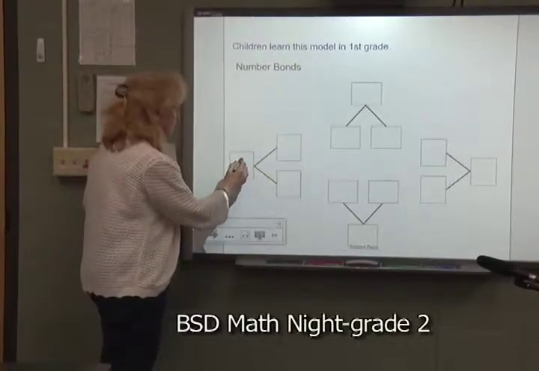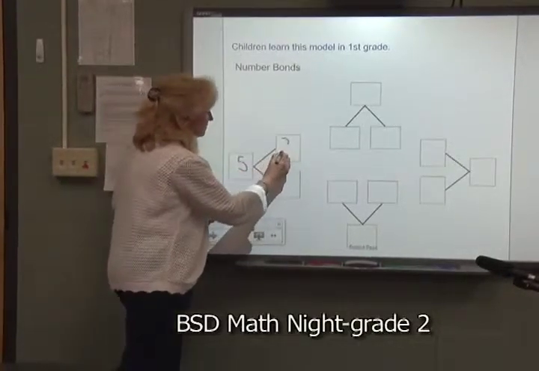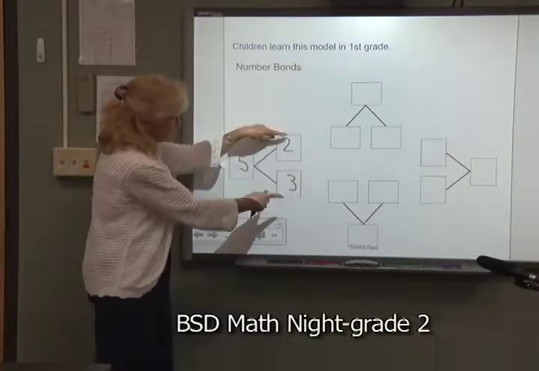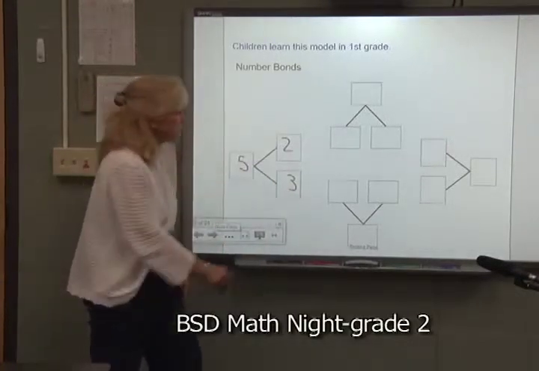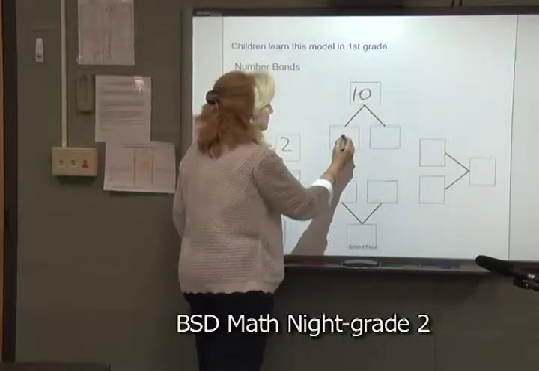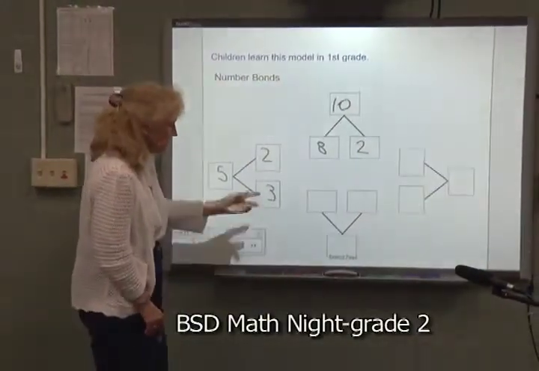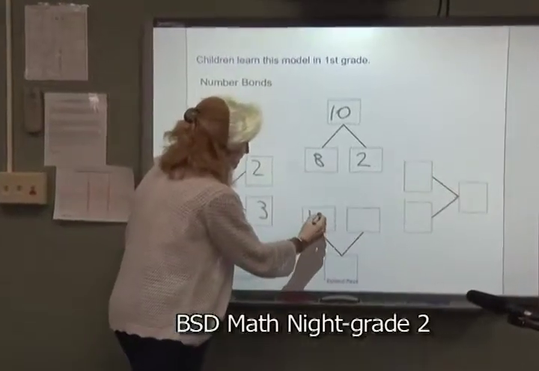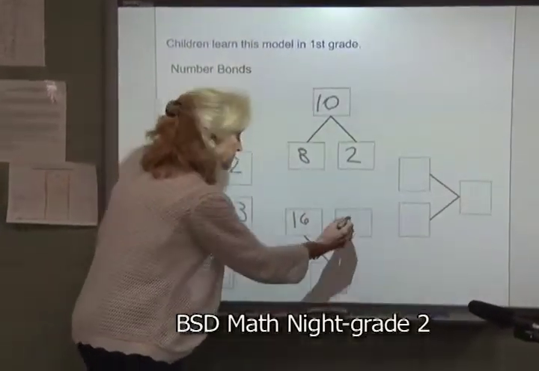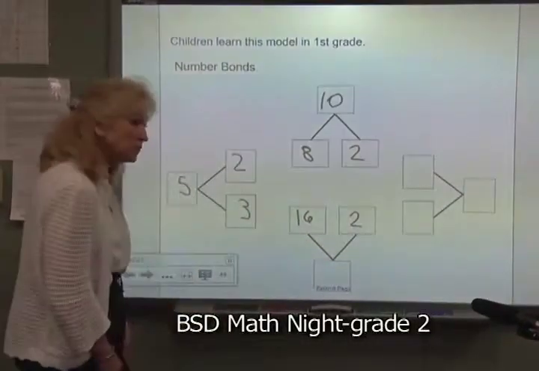You might see a number bond for 5. It's decomposed, that the 2 and 3, so 5. Maybe we have a number bond showing 10. Or a number bond that 16 and 2.